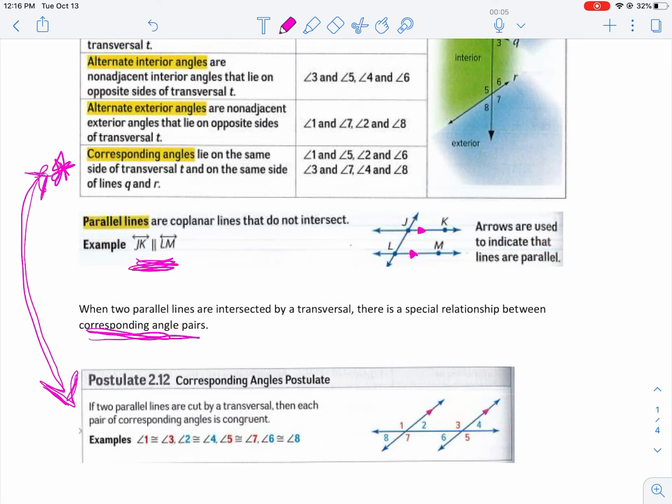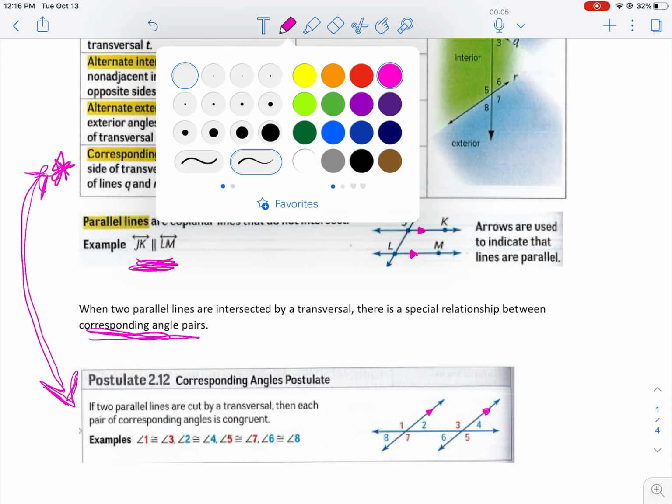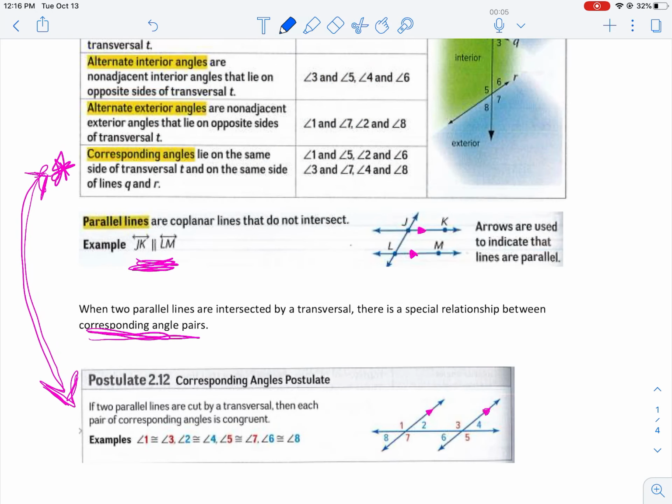The corresponding angles. If two parallel lines are cut by a transversal, and you see the little arrows letting us know they're parallel, then each pair of corresponding angles is congruent. What do they mean by corresponding? They lie on the same side of the transversal and on the same side of lines Q and R. And that's why I said it's a lot easier to pick these out when both lines are parallel.